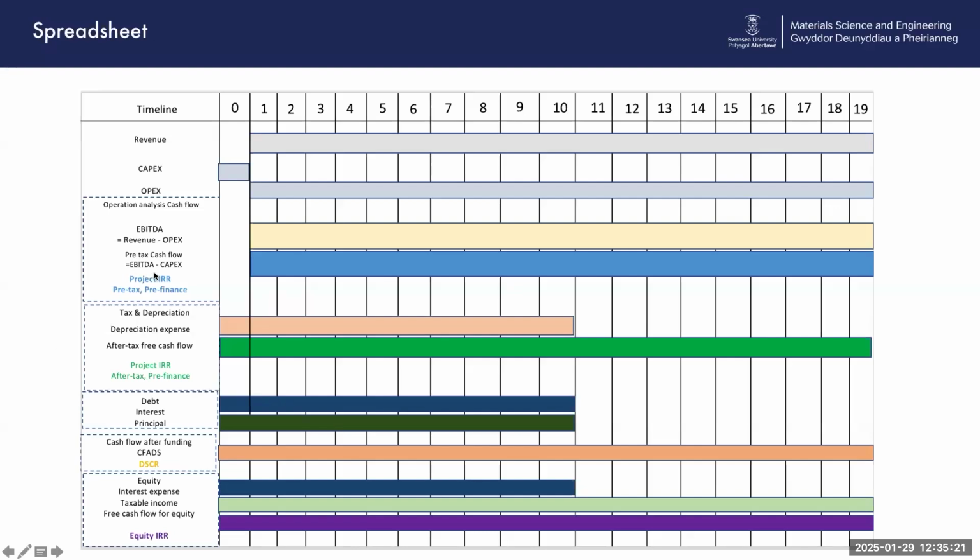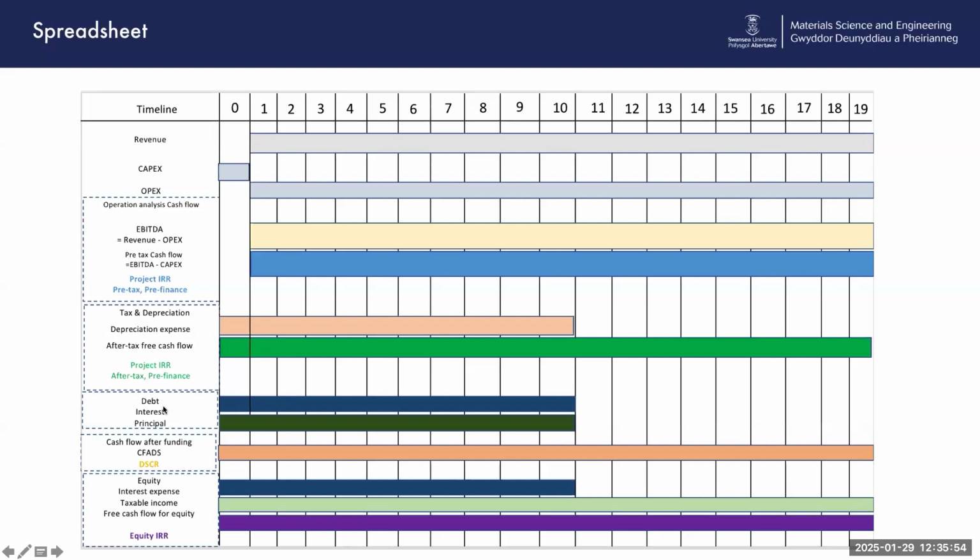From that, we'll be able to figure out our project IRR, our pre-tax and pre-finance IRR. We'll then look at tax and depreciation. We'll look at depreciation allowances. We're not going to dwell on that because I don't like to get into the subject of tax too much on this course, but it is important that we recognise it. We can look at our project IRR. Then we look at our debt, interest, and principal.